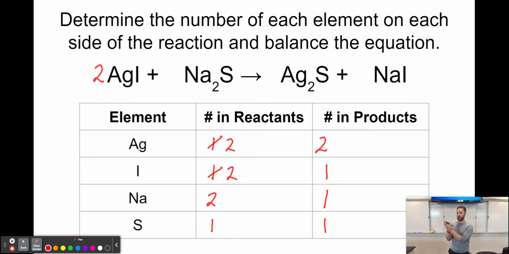The coefficient applies to the entire compound. So if you put a 2 in front of the silver iodide, it applies to both of these things, right? Not just the silver. And this is something that a lot of people do: you can't throw a coefficient in the middle of something. So if you needed more iodines, you couldn't put a 2 in the middle of silver iodide. You would have to put a 2 in front of the whole thing, all right?